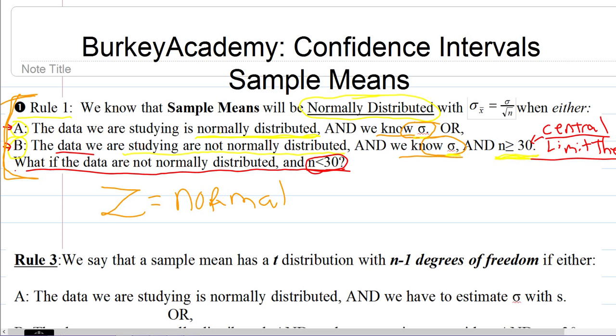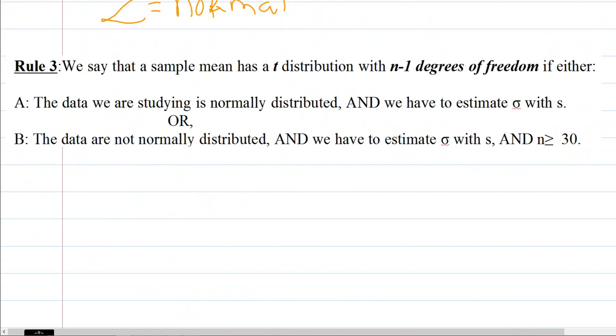So what if this second thing is a problem? We don't know the population standard deviation, and this is real life, because most of the time if you don't know the population mean, you probably won't know the population standard deviation either. So what do you do? Well, here's rule 3. My rule 2 is for population proportions, and we'll do some population proportion problems in the next video. Here we want to focus on means.